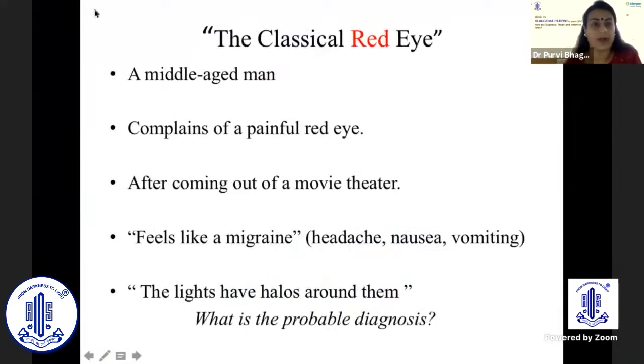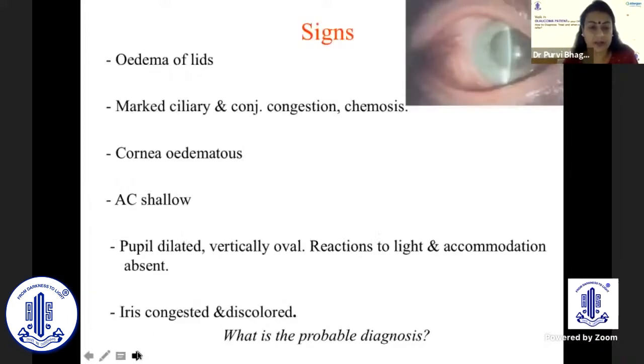When a patient presents with classical symptoms of a red eye, a middle-aged man complaining of a painful red eye, especially after watching movies in a movie theater, and feels like a typical migraine case, and also complaining of headaches, then the diagnosis is not very difficult. Probably it's a case of angle closure. So good history taking might sometimes lead you to the diagnosis.